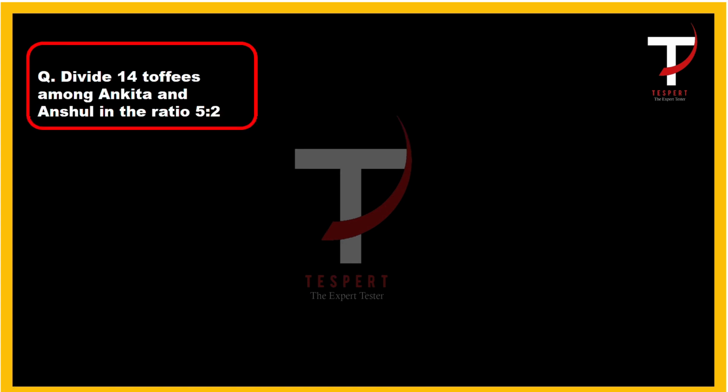So try to solve this. Pause the video. Okay. Divide 14 toffees among Ankita and Anshul in the ratio 5:2. So we have 14 toffees here, right? 14 toffees. And we have to divide between Ankita and Anshul. Okay. So in what ratio? Ankita and Anshul in 5:2.